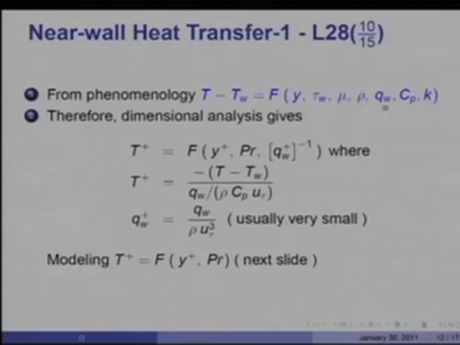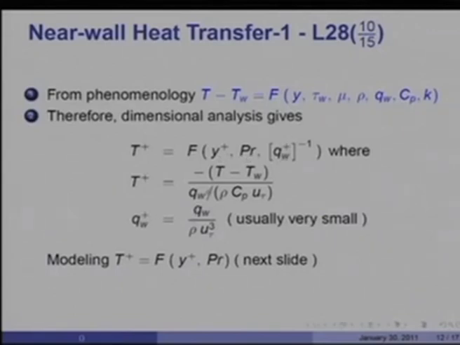And in addition, now you will have a Q wall, because that would determine the temperature gradient at the wall. Cp is the specific heat of the fluid, and K the conductivity of the fluid. And therefore, if one carries out the dimensional analysis, one would find that a quantity T plus, quite unusual looking, but what you have here is T plus equal to minus (T minus Tw) over Qw into rho Cp u tau. T plus would be a function of y plus, Prandtl number, and Qw plus.